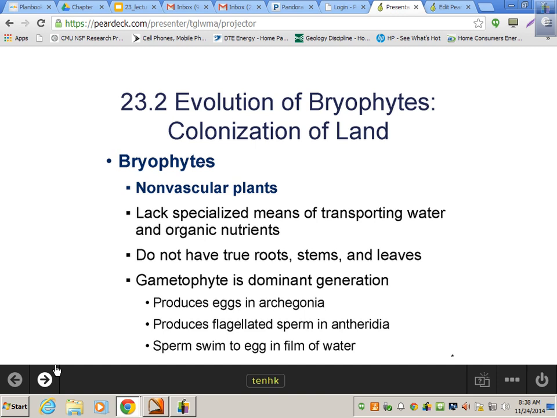These have either a flattened thallus or a leafy appearance. So it almost looks like a leaf that's been flattened on the ground. But then you look closer and you're like, gosh, it's kind of like a moss, but not really. And that's what we're talking about here.